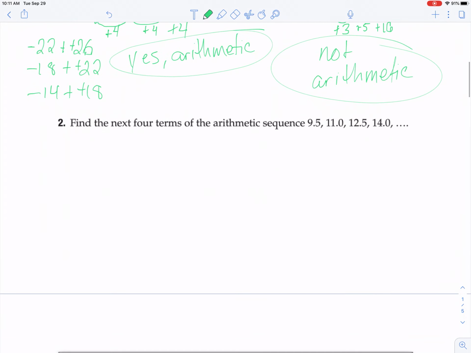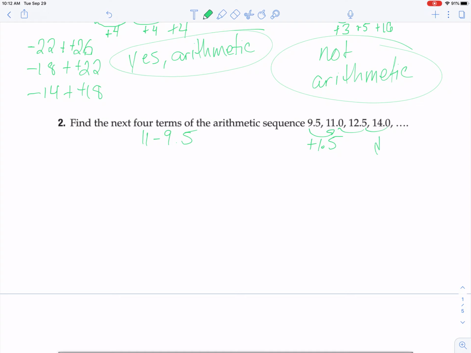All right, so find the next 4 terms of an arithmetic sequence. Basically, what I'm going to do is just find what is the common difference from 9.5 to 11. If I need to, I can do 11 minus 9.5, find out that I'm adding 1.5 each time. You might just kind of do a quick check, but if they tell you the next 4 terms of the arithmetic sequence, they're guaranteeing me already that this will be the same each time. So my common difference is 1.5.